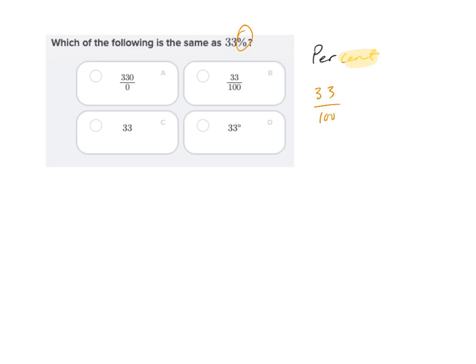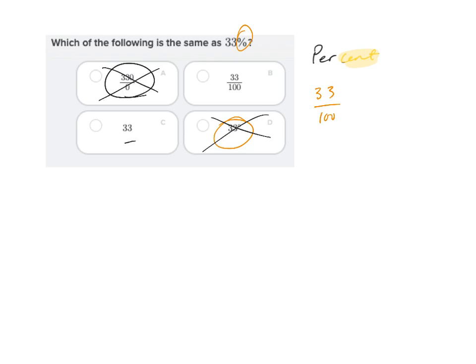Now, hopefully, you guys are doing some elimination. So in your science class, you've learned that's a temperature. That's 33 degrees. So that one doesn't work. And this is 33 divided by 0, which is undefined. Nothing can be divided by 0. So that one's not going to work.